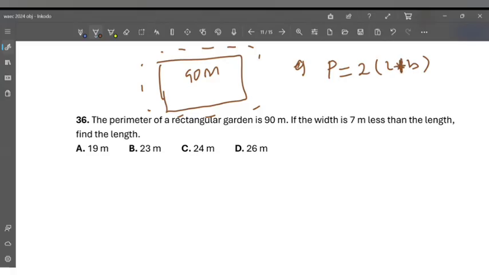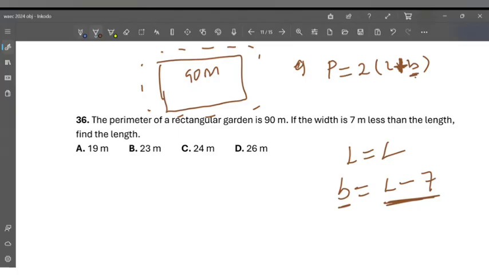All right, so we are also told from the question that the width or the breadth is 7 meters less than the length. So if the length is, let's say, L, that means the breadth or the width is equal to L minus 7, because it's 7 meters less. So I'm going to be putting L minus 7 in place of B in the equation.